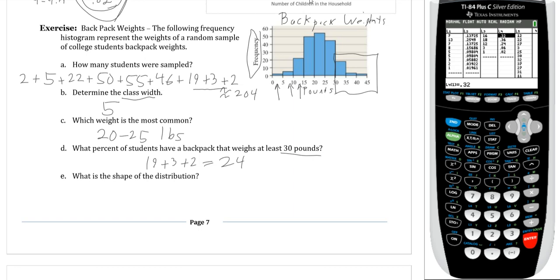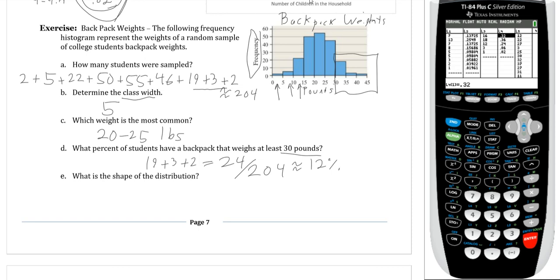And that's 24 out of 204. If I do 24 out of 204, I get about 11.7%, or I'll say just a nice clean 12%. It doesn't say how to round, so I can just keep it as a whole number there.